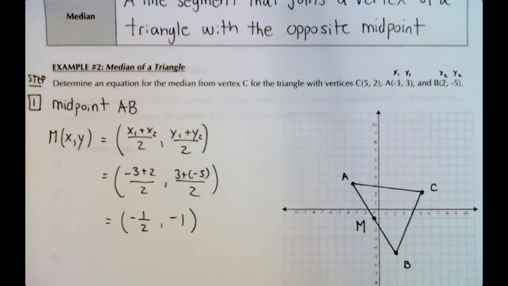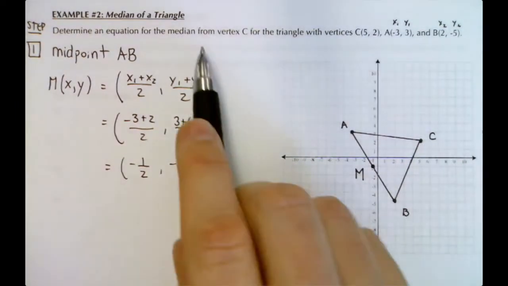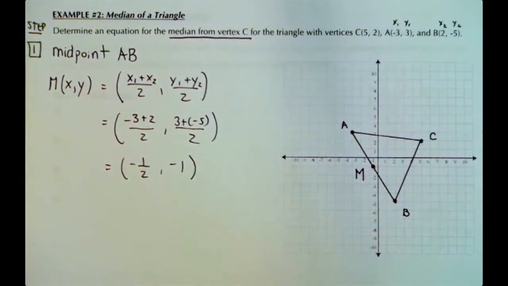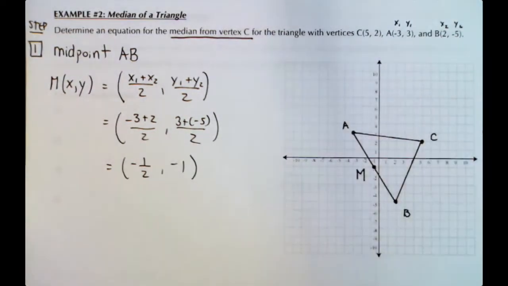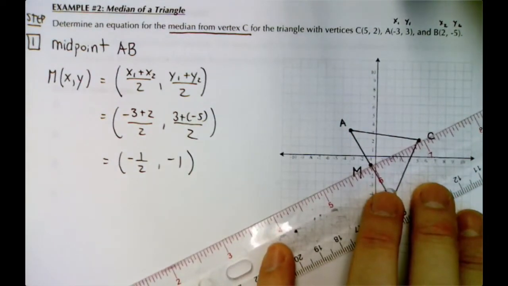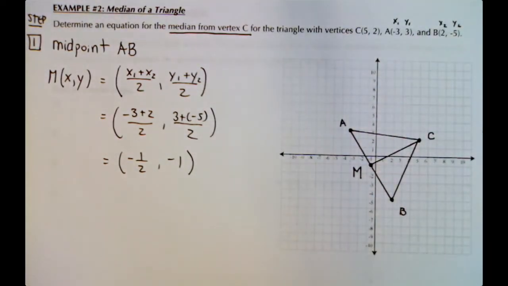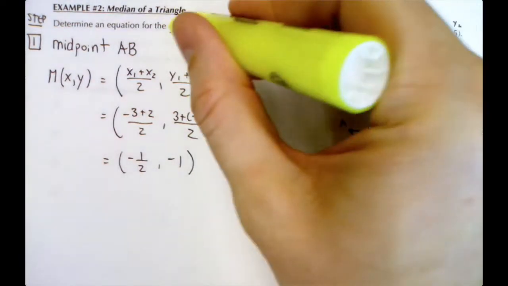So back to what a median is. Well, a median connects vertex C because it said median from C, and it has to say which corner it's from. If it's from C, it goes to the midpoint of the other line, which we just found. So we can connect them. And there's our median. Hopefully it doesn't smudge when I highlight it. But this is our median from C.